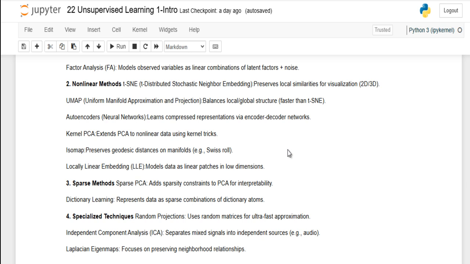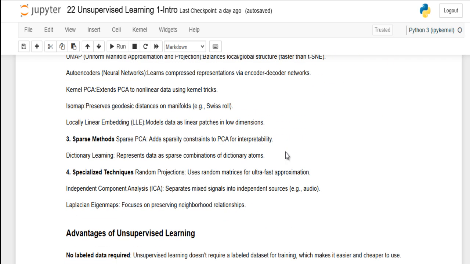In the sparse method, don't forget, we have linear, we have nonlinear, we have sparse. One of the examples is called sparse PCA, which adds sparsity constraint to PCA for interpretability. We have what they call dictionary learning, which represents data as sparse combination of dictionary atoms. We also have what we call specialized techniques apart from the sparse. One of them is called random projection, which uses random matrices for ultra fast approximation. We also have independent component analysis, which separates mixed signals into independent sources.